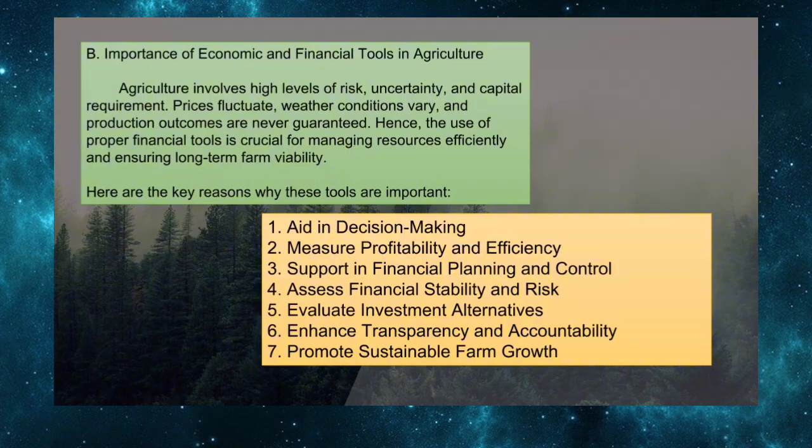This slide highlights why these tools are important in agriculture. Farming is full of uncertainties. Prices change, weather fluctuates, and production outcomes are unpredictable. Because of these risks, farmers must carefully plan and manage their resources. Economic and financial tools assist in decision-making, help measure profitability, support financial planning, assess risk, evaluate investments, improve transparency, and strengthen long-term sustainability. Without these tools, farm management becomes guesswork rather than informed planning.